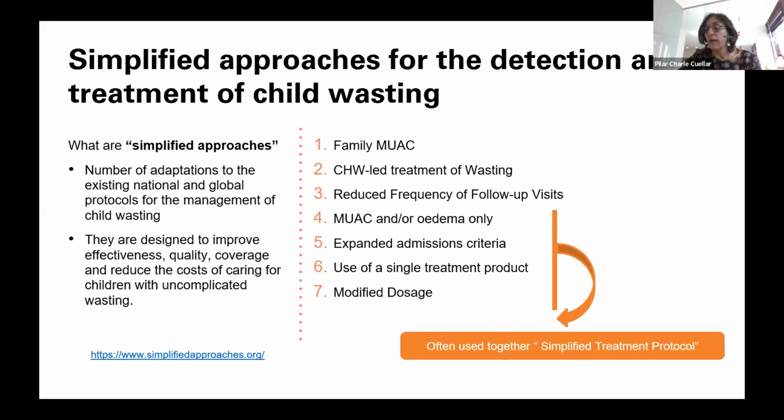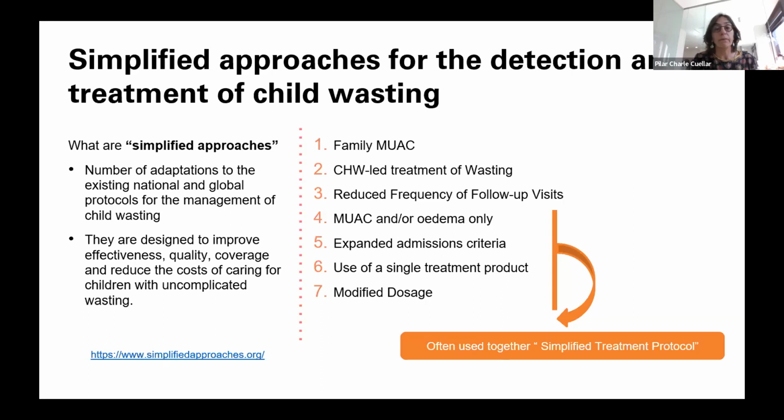Just to have all of us the same understanding, when we talk about the simplified approaches, we are talking about a number of adaptations to the current community management of acute malnutrition protocol that they are implementing actually in different contexts and with different stakeholders. So the simplified approaches that we have are, as you can see there, the first one is the family MUAC. The second simplified approach is the community health worker-led treatment of wasting. The third one is the reduced frequency of follow-up visits. The fourth one is the MUAC use as a sole criteria diagnosis. The fifth is the expanded admission criteria, also talking about MUAC. The last is the use of just one therapeutic product, and how we modify the doses of product to treat the wasting. Normally the last four, we are using together at the same time in the field. Next slide, please.